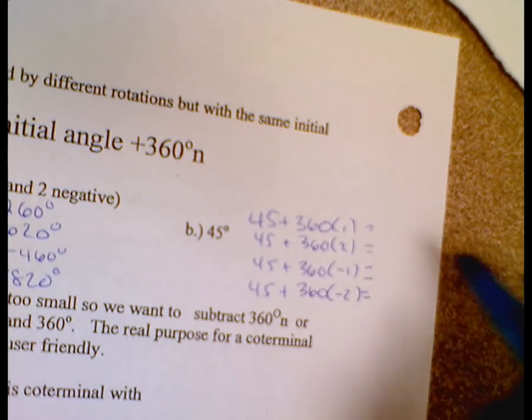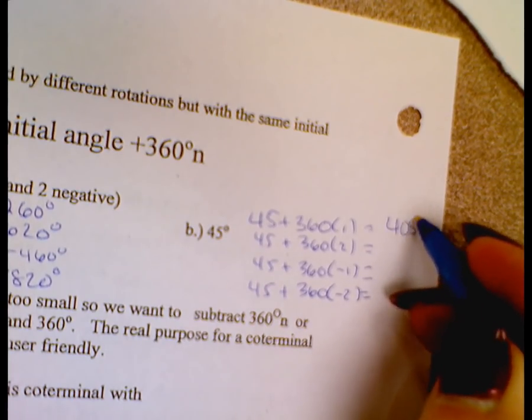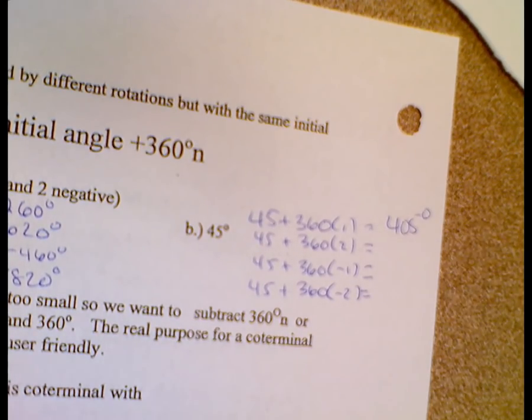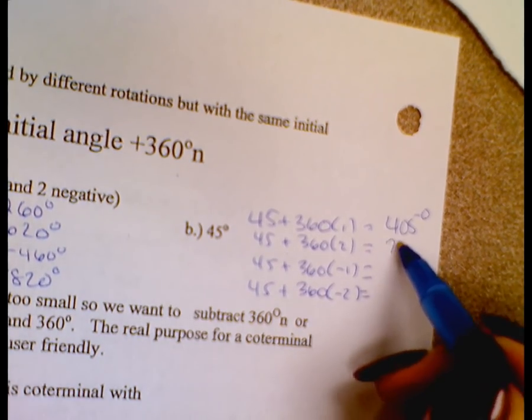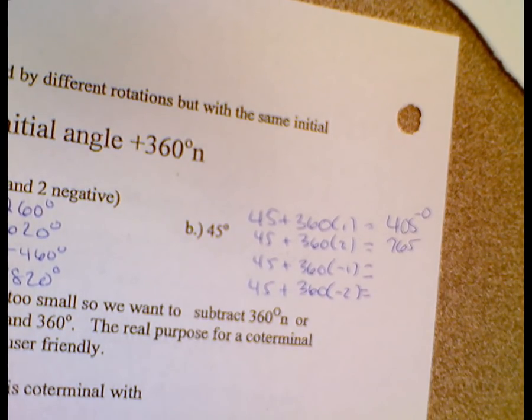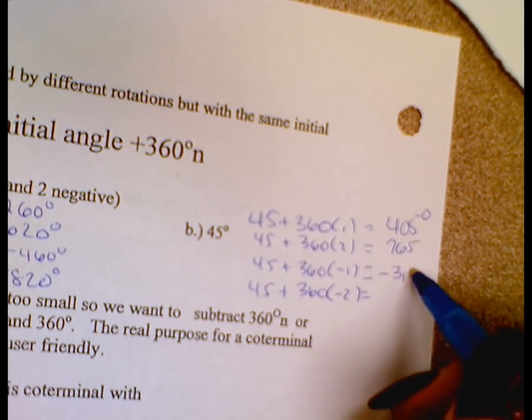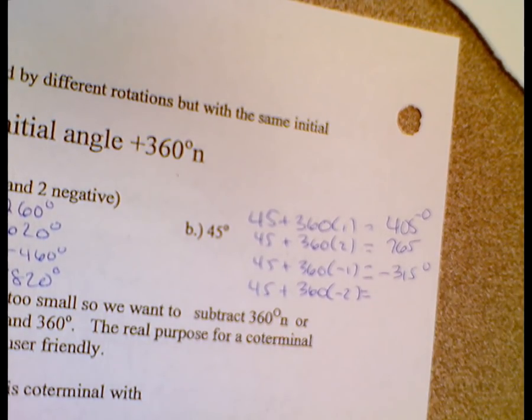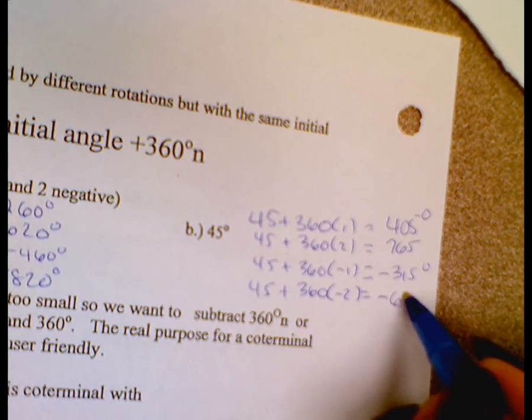First one, 405. So if you said 405, you are right. Second one, 765. I really just added 360 to the first one, this 405. And then if you had 45 minus 360, that's the same thing as -315. And if I subtracted another 360 from that, it's -675.